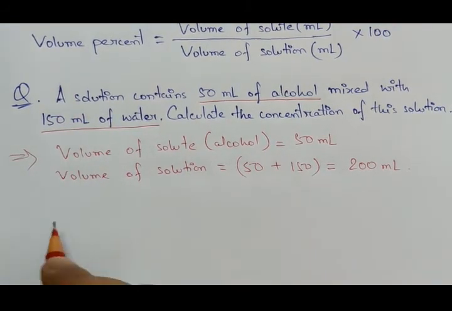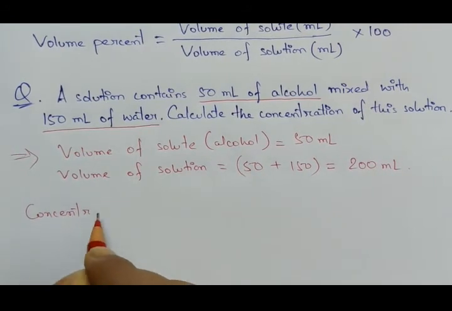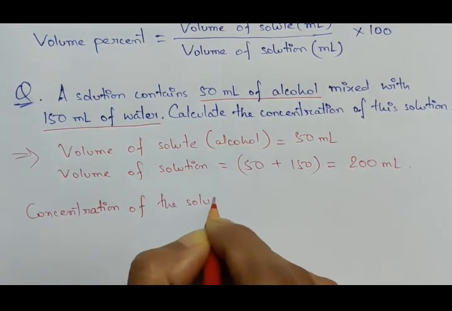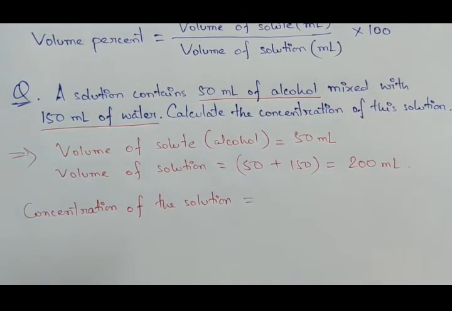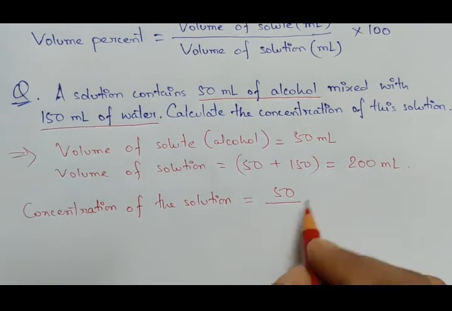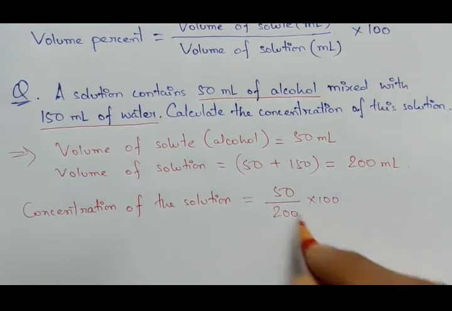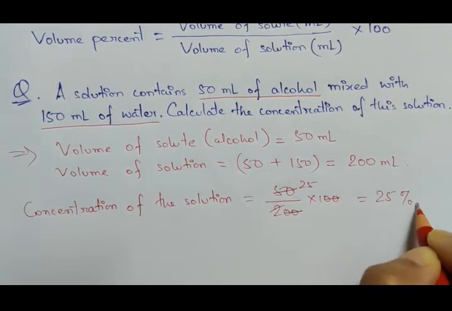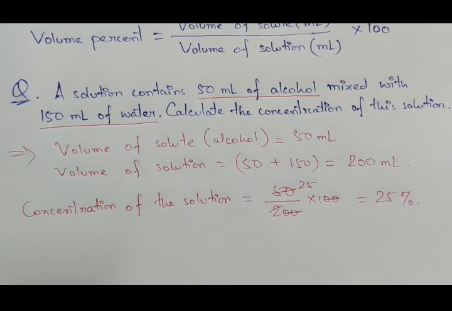So the concentration of the solution is equal to volume of solute, here it is 50 ml, and volume of solution, it is 200, into 100. Simply it is 25%. Okay, so the concentration of this alcohol solution is 25%, or it can be said that it is the 25% alcohol solution by volume. Okay, so in this way we will calculate the mass percentage and volume percentage.